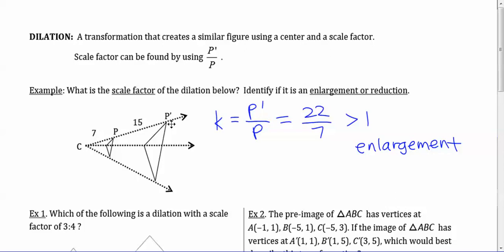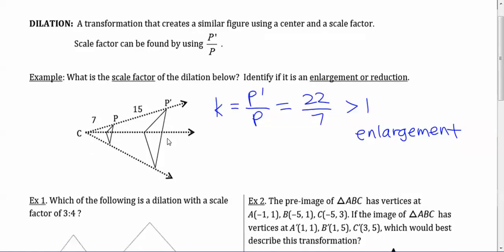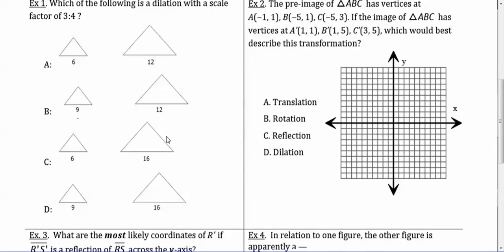Hopefully you've already completed these questions. I'm going to go ahead and show you these answers. So number 1, the only one that makes sense here is going to be answer B. So that's going to be the only one that has a scale factor of 3 to 4 or 4 to 3. In this case, I didn't tell you which one was the before and which one was the after, but this is the only one that it actually makes sense. And if it's 3 to 4, it's going to be the smaller number over the bigger number. In this case, it's 9 to 12, which reduces to 3 to 4.